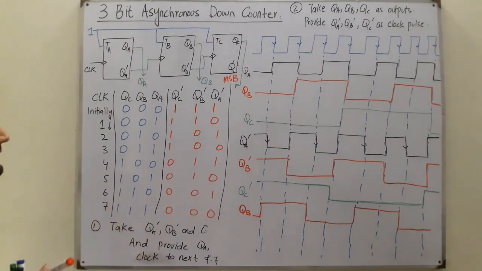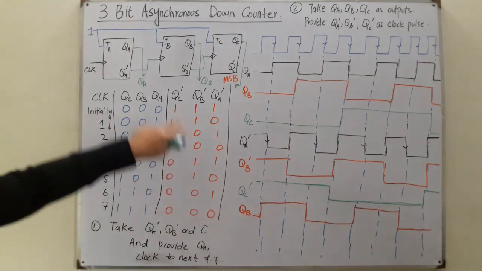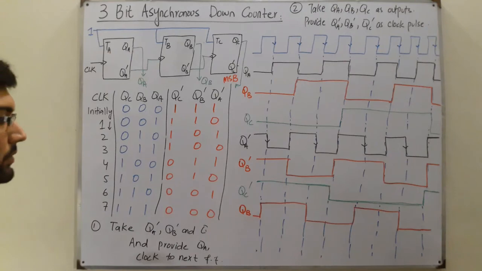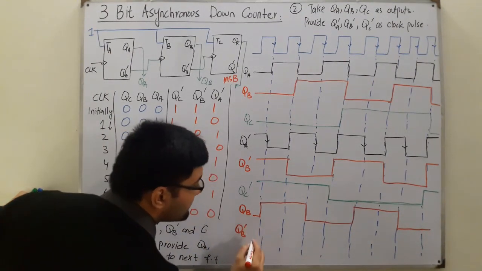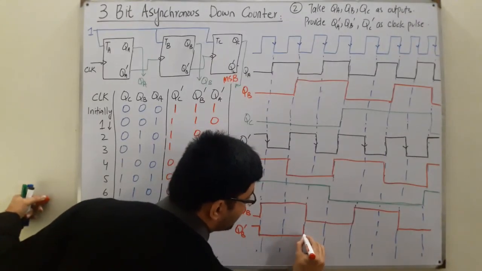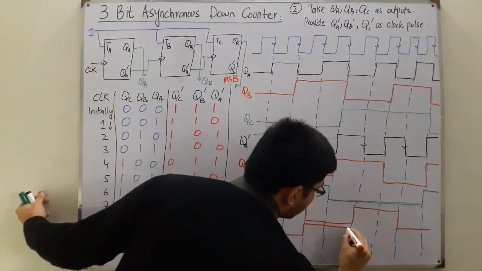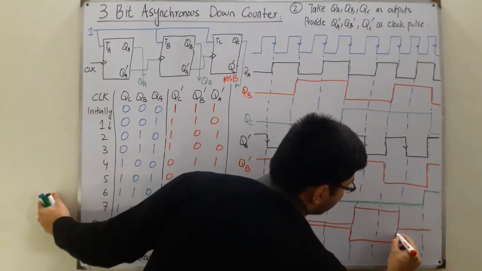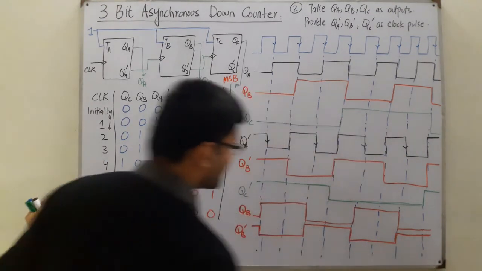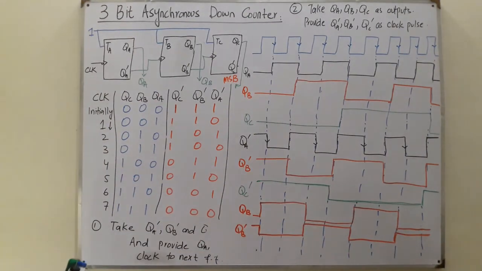Now the complement of this QB will act as a clock pulse to the next flip-flop, which means we need QB complement, all right? So now initially it is 0, so it will be high, then it goes low, then it stays low, then goes high, stays high, then stays low, goes high, and stays high. Now this is for what? This is for the QB complement.